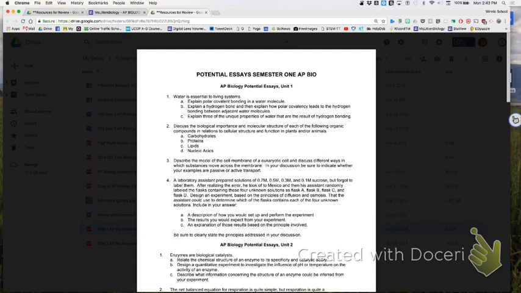Question number 2, we haven't finished this one yet. But question number 2, discuss the biological importance and molecular structure of each of the following organic compounds in relation to cellular structure and function in plants and or animals. So this is assuming that you understand cellular structure and function and where you might find them as well. But we could talk about carbohydrates because we finished that in all of our classes, right?